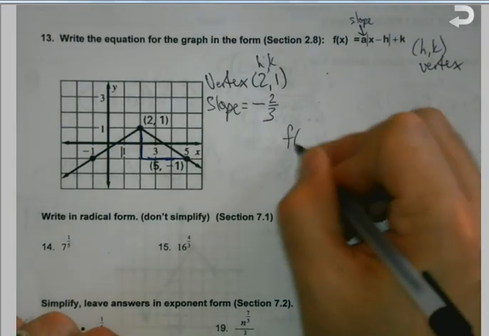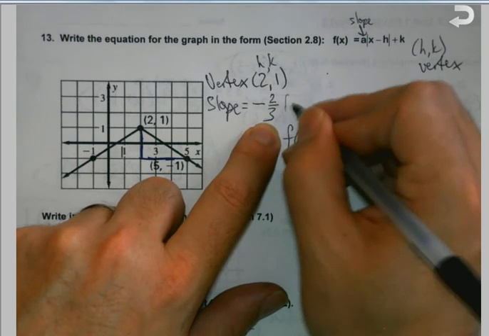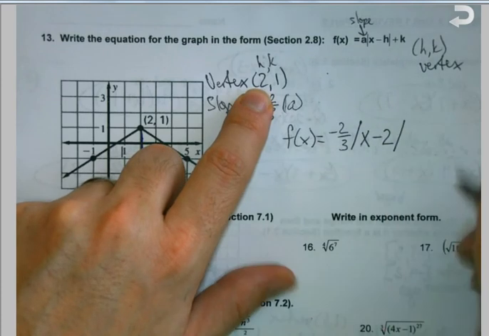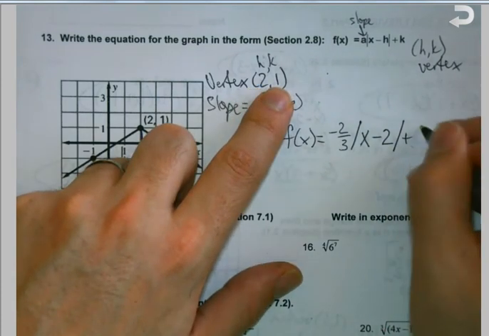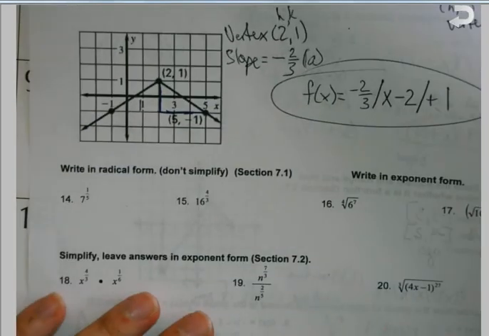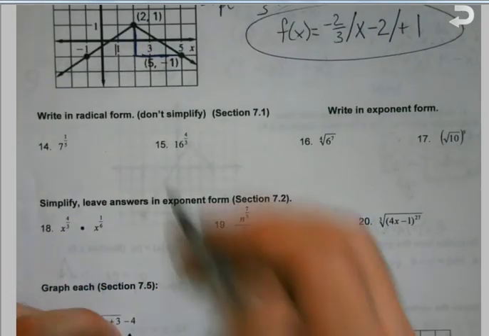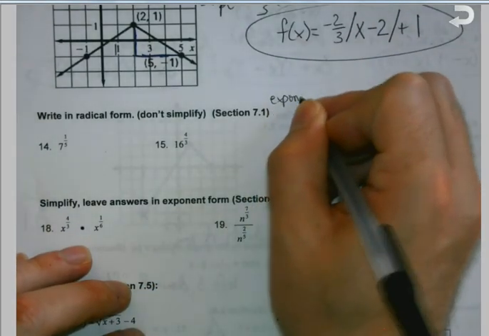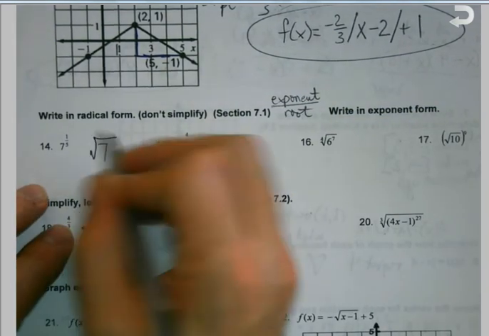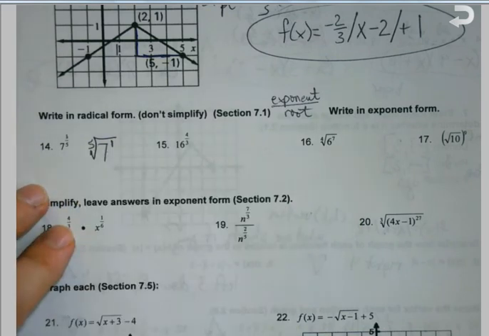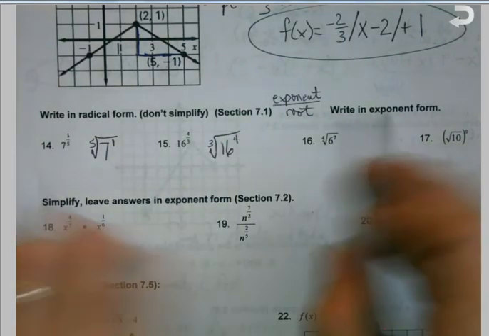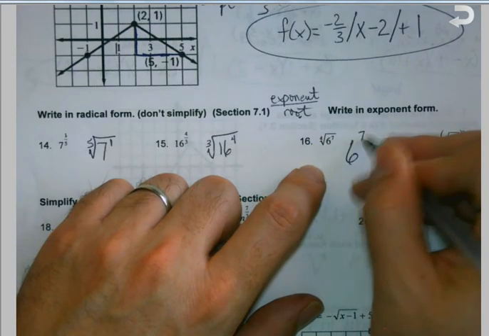So then I just make the equation. A is my slope, negative 2/3, x minus my h value, which is the x value of my vertex, plus k. Bang. So as long as you know the vertex and slope, no biggie. Okay. Write in radical form. Don't simplify. Okay. Remember with these, and that's true on either of them, this is exponent over root. Okay. The exponent's on top, the root's in the denominator. Okay. Exponent over root. When I go to exponent form, I just do this. I go, okay, the exponent's 7, my root's 4.